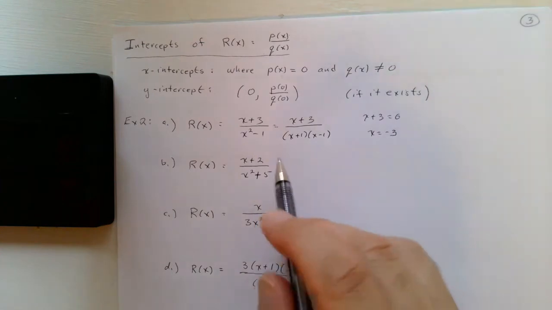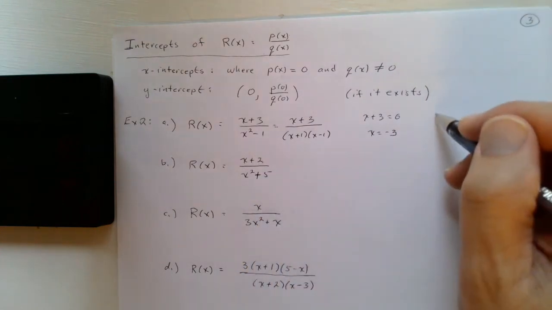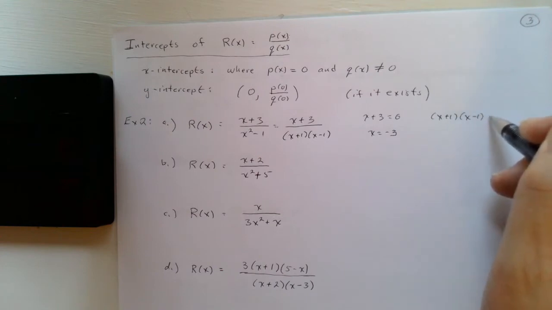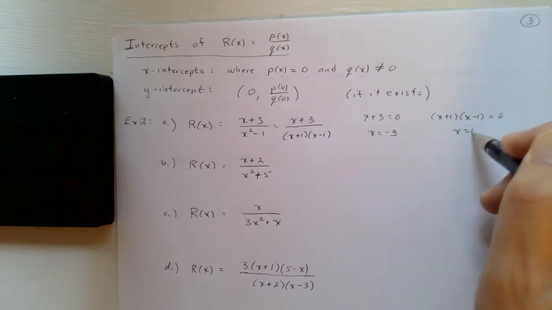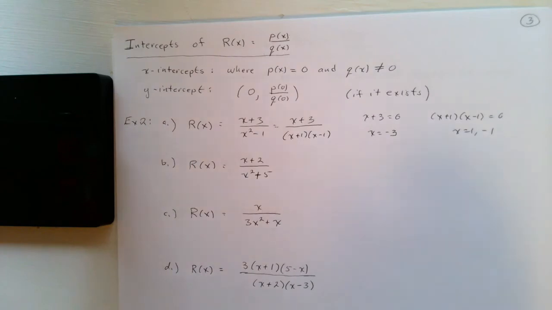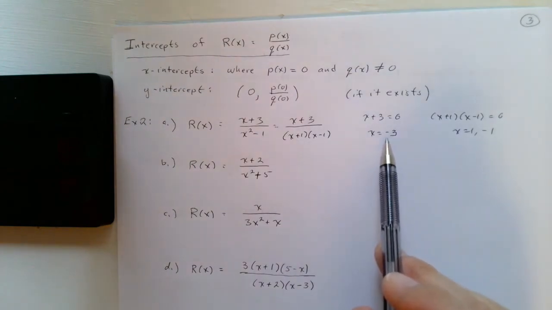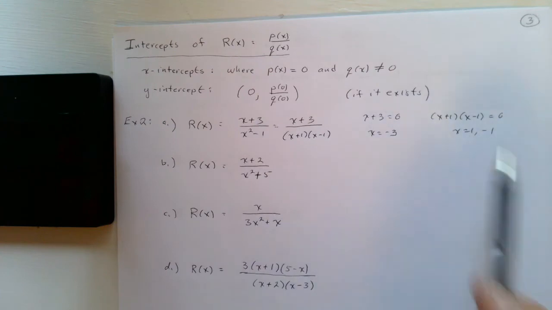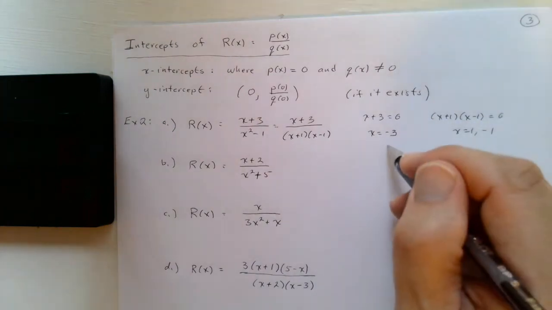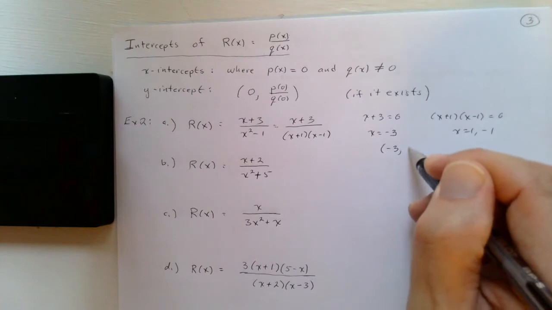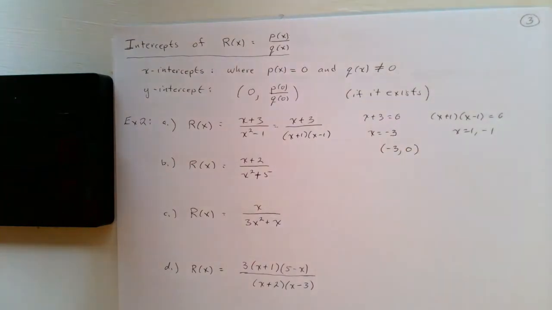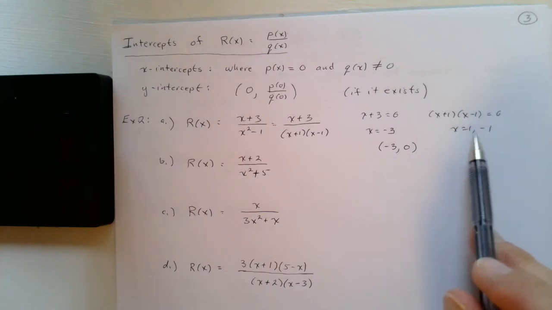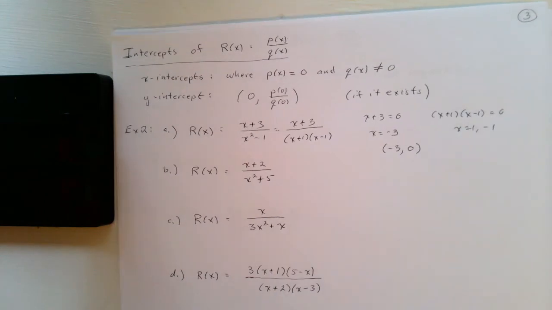And then if you set the denominator equals 0, you get x equals 1 and negative 1. Okay. All right, so obviously negative 3 is not equal to 1 or negative 1. So the x-intercept is going to be at negative 3, 0. Okay. We don't use these numbers at all for the intercept. This just tells where the domain is not.